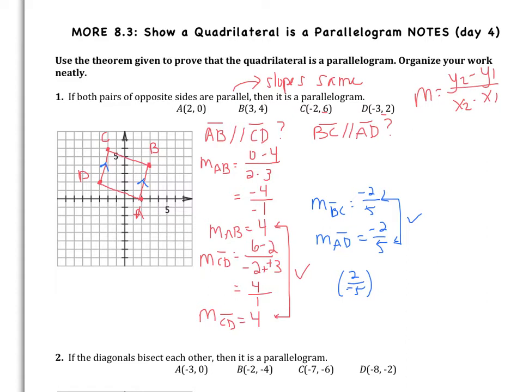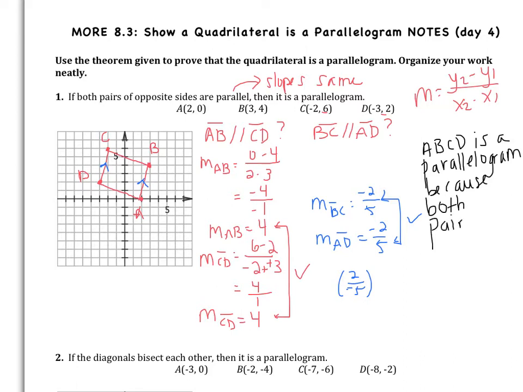And the last thing that I'm going to ask you to do is you're going to have to write a sentence. I want to know why ABCD is a parallelogram. So in this case, I gave you the theorem, but on your classwork, I'm not going to give you the theorem. So we're going to say ABCD is a parallelogram because both pairs of opposite sides are parallel.